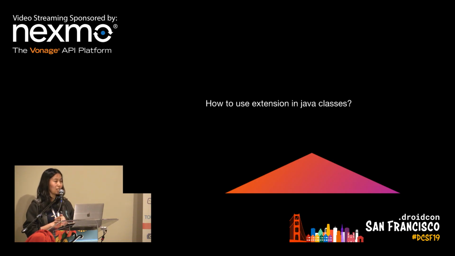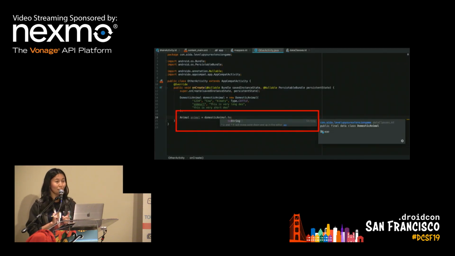How to use extensions in Java classes. Not only can you use extension functions on Kotlin classes, you can also use them in Java classes directly. But here's the catch. When you try to use the regular Kotlin style, when you just do domesticAnimal.toSomething, IntelliJ will not find the extension function.